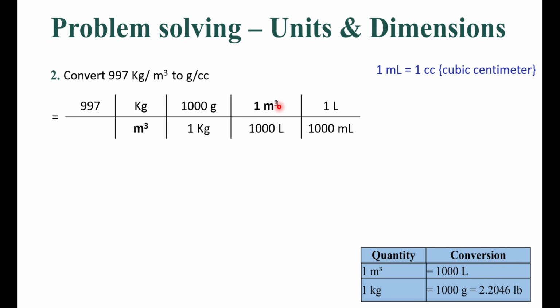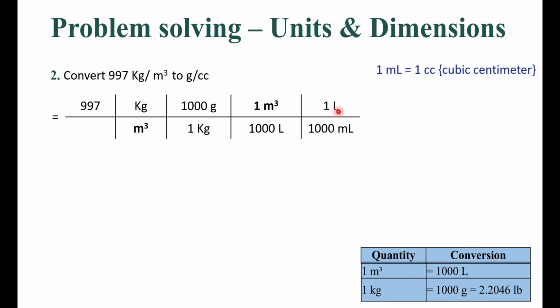So I kept the meter cube in the topmost row. Now the problem is not solved because now we inserted the relation between meter cube and liter. But in the question we are asked to calculate Cc. So as I already told you, Cc is equal to ml. So I am filling the relationship between liter and ml here.